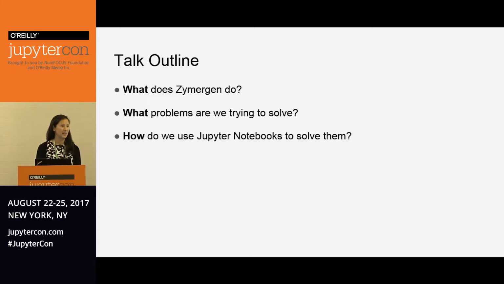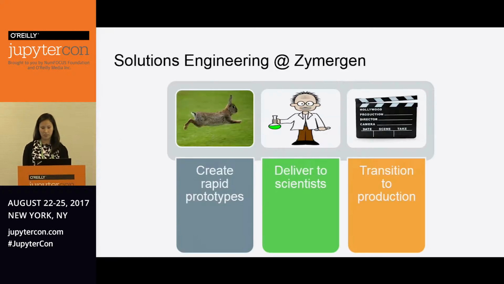Just to give you a brief outline of what I'm going to talk about today, I'm going to first give you an introduction of what Zymergen does and some basic biology terms. I know some of you probably have a biology background, but for those that don't, I'm going to give you an overview of some terms that I'll be using. I'm going to talk to you about what problems we're trying to solve, and I'm going to go into a specific example of a problem that, as solutions engineers, we had to solve. And finally, I'm going to be talking about how we use Jupyter notebooks to solve these issues.